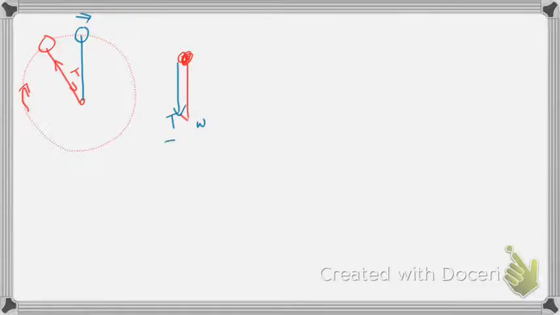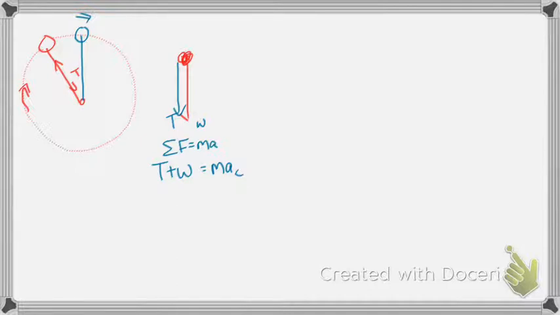So in this case, the net force is what is keeping it moving in a circle. So our net force is actually our centripetal force. What we have here is tension plus the weight is equal to mass times our centripetal acceleration.